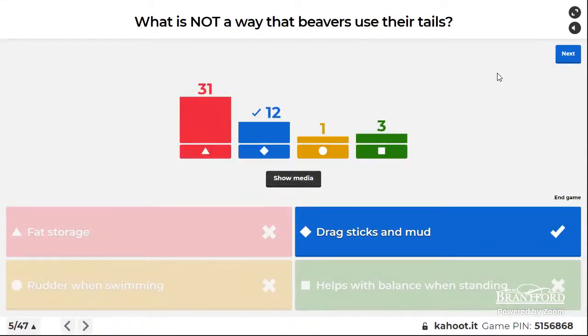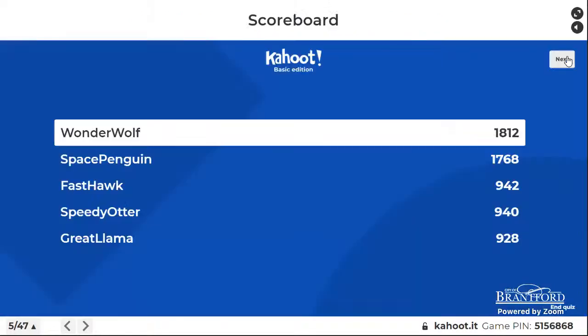Yep, so the correct answer is actually they don't use their tail to drag sticks or mud. I do believe that they use their big teeth for that. And it looks like about 12 people got that correct. So well done. Let's check out the scores.